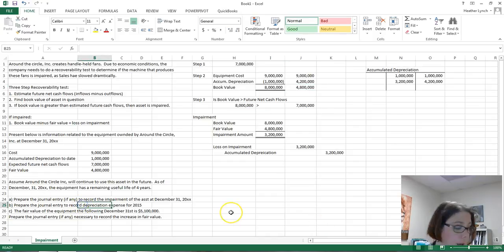So I'm not ever touching that equipment. Okay, so then what they want us to do next, so we're not done yet, and if the fair value would have gone up, then we wouldn't have done that.